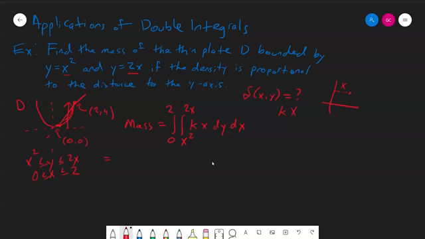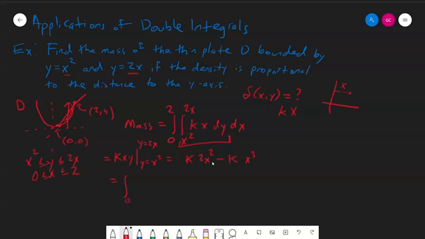Well, the integral of kx with respect to y is just kxy, from y equals x squared to y equals 2x. So you end up getting k times 2x squared minus k times x cubed. So that's for the inside integral here.